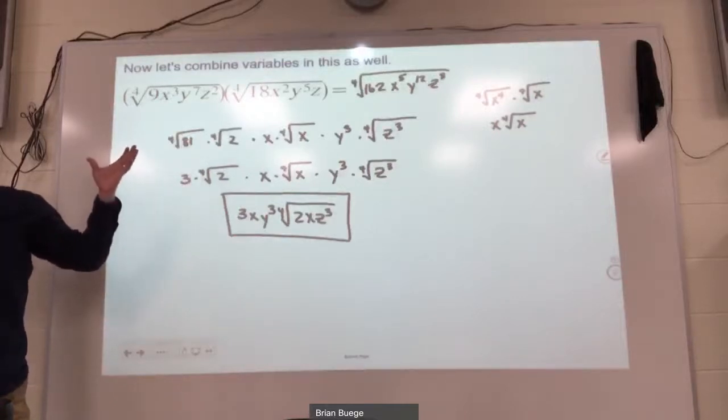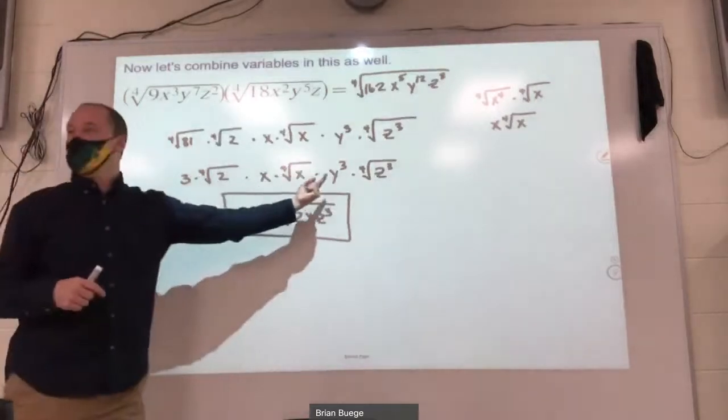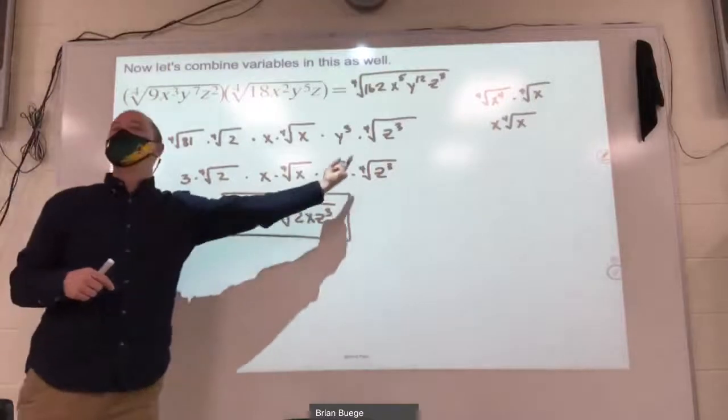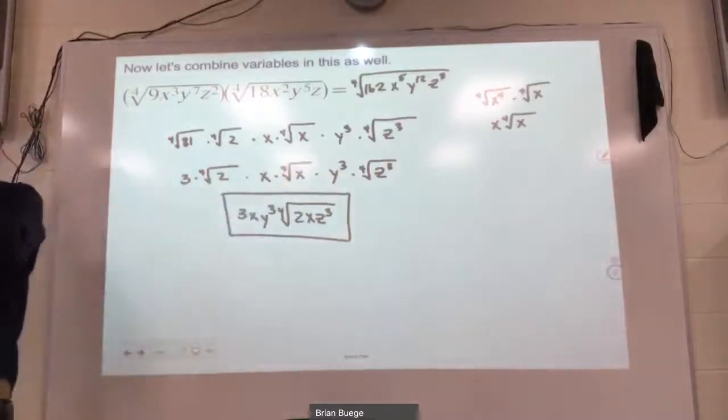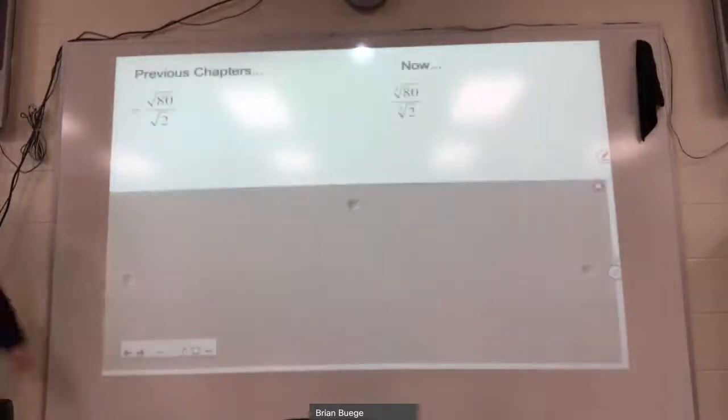General idea when multiplying radicals: outside times outside, like 3xy cubed, anything that's on the outside of the radical, times anything underneath the radical. Multiply together and then simplify if you can. All right, so then let's go to dividing. That was the multiplying idea.